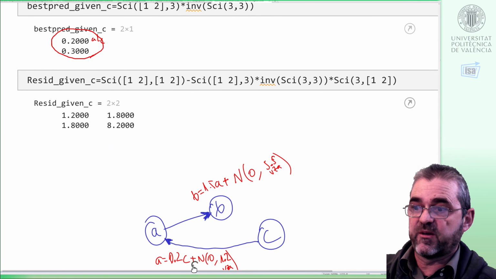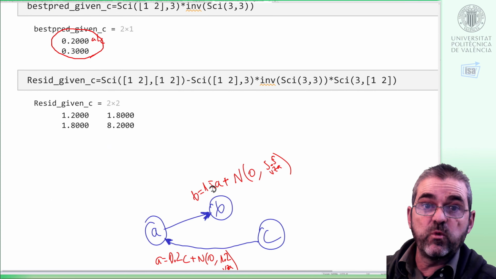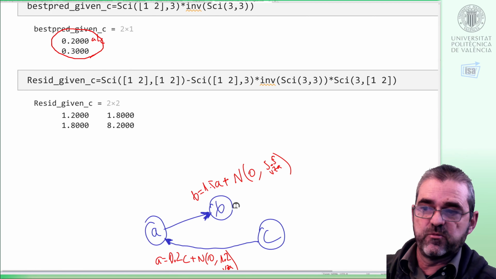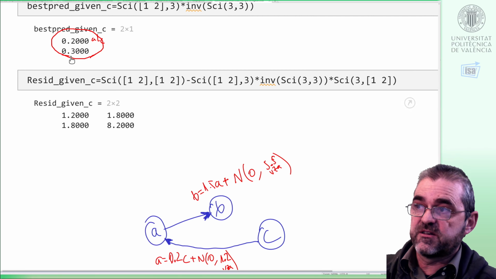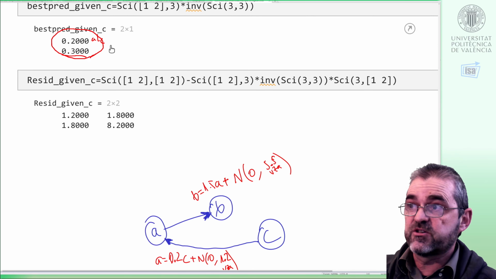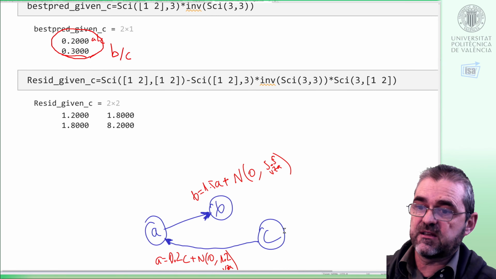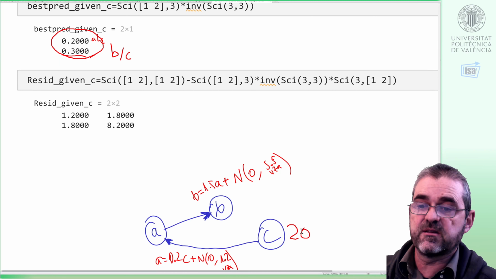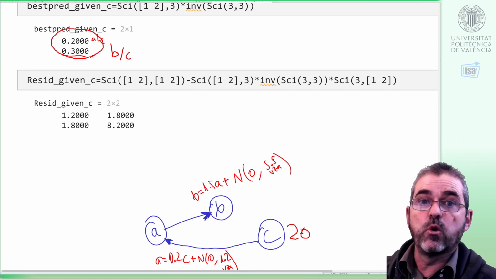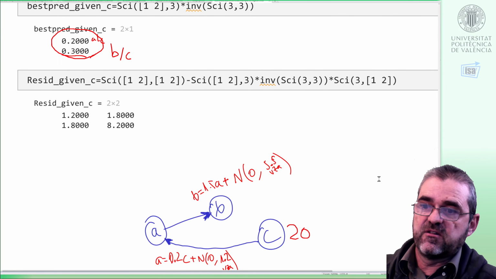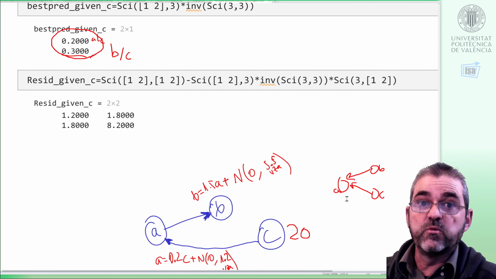So again, if I multiply 0.2 times the 1.5 prediction of the first option, a to b, then I get this 0.3, which is the best prediction of b given c. So I can change the predictions, and again, if this is variance 20, I can regenerate the whole covariance matrix. Okay, what's missing is what to do if I know b and c.